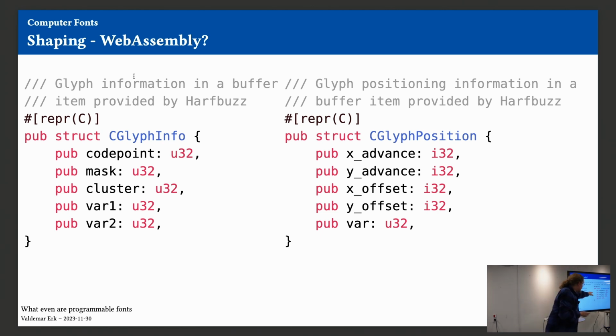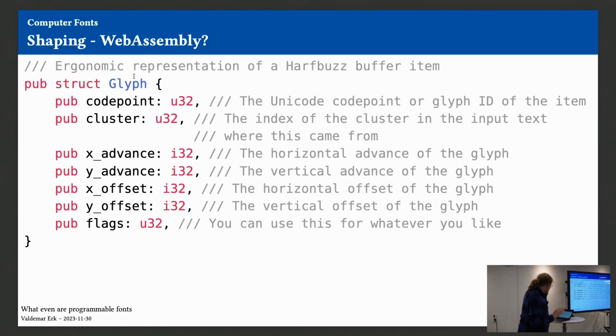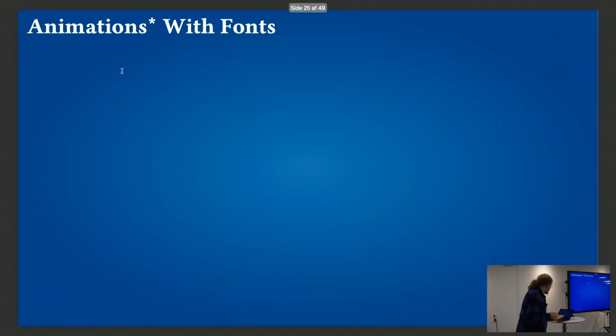The other one is about positioning. So you have X advance and Y advance. That is telling me where to draw the next character, and then you have X offset and Y offset, which means where to move this character. They move it a bit around to make it nicer to read. They have this var field. I'm still not sure what to use that for. It just says you can use it for anything. I don't quite know what that means. I think you can just put stuff into it and it stays there or something like that.